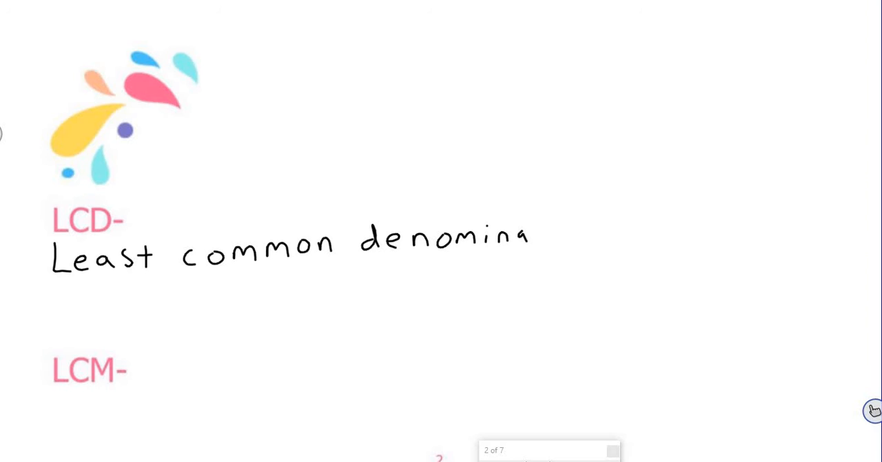Agreed. My LCD is the least common denominator. And my LCN is the least common multiple.